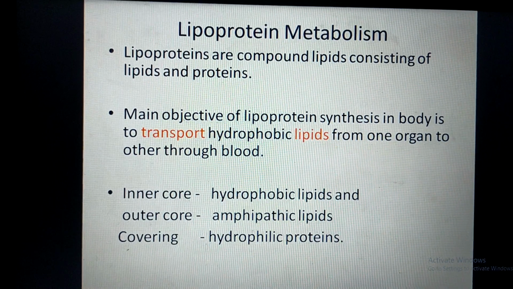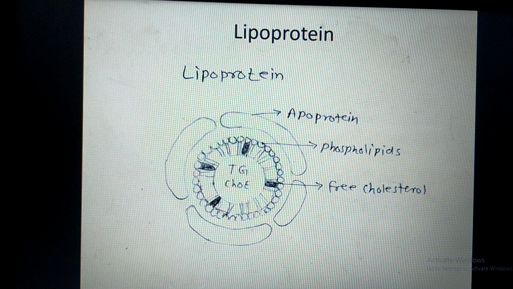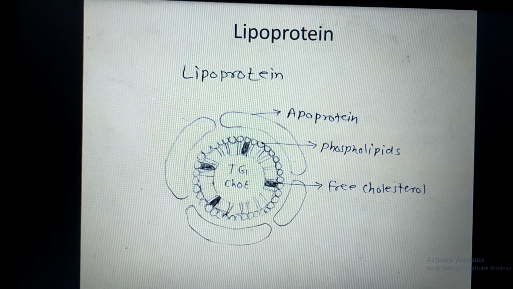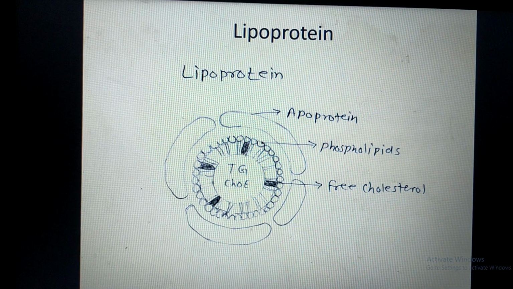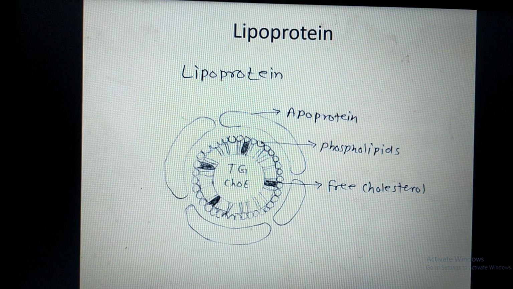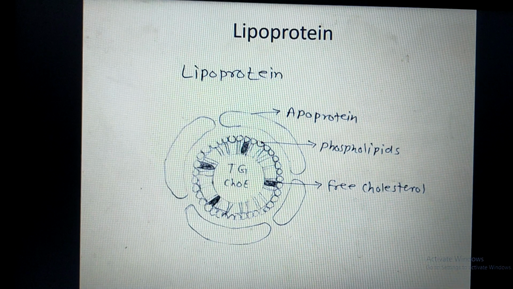If you see the structure of lipoprotein, we find three different layers: inner core, outer core and outermost covering. The inner core is mainly made up of purely hydrophobic lipids like triglycerides and cholesterol esters. The outer core is made up of amphipathic lipids like phospholipids and free cholesterol, and the complete structure is covered by hydrophilic proteins called apoproteins.